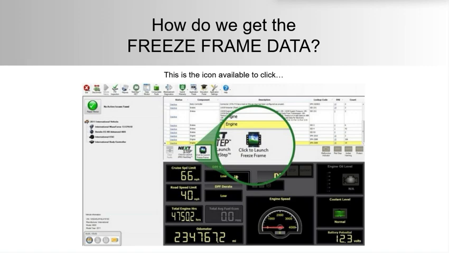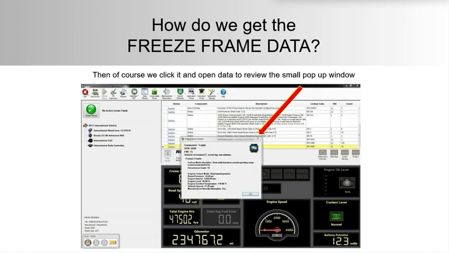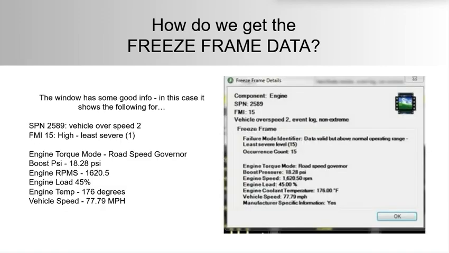This little circle shows what looks to be like a film with one frame, a picture in one frame. That's your freeze frame data icon. You click on that, and it pops up another little window with some information in it. And that looks like this here. And just in case you couldn't read it, I typed it out. The window has some good information.